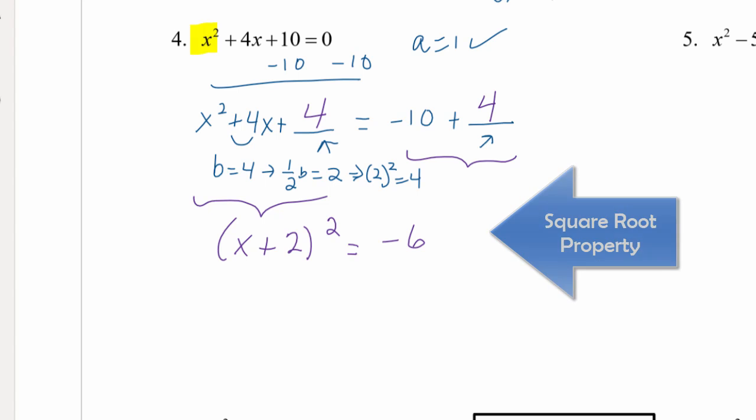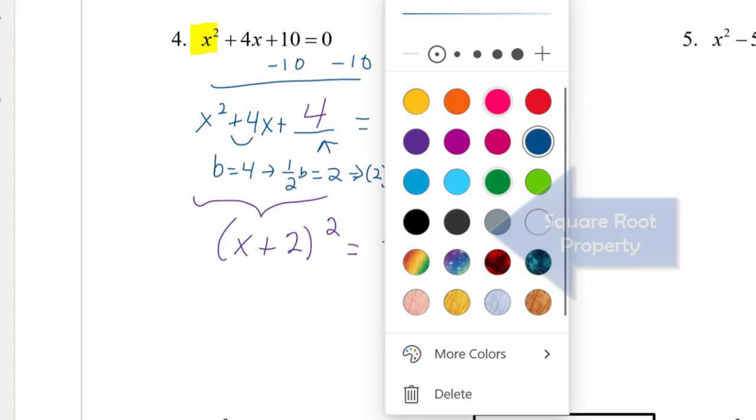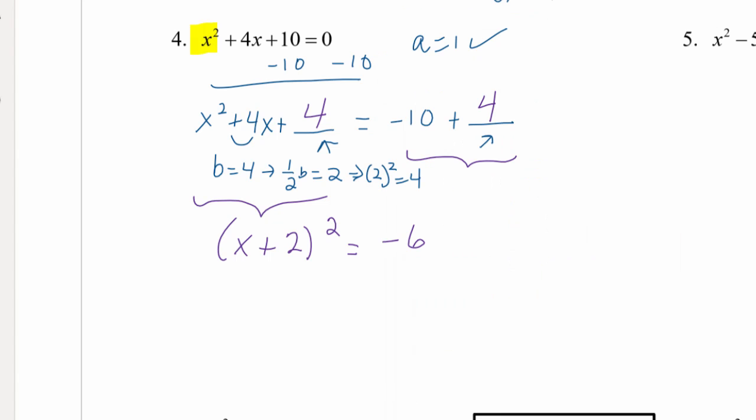So we're going to take the square root of both sides. And we're going to remember plus or minus on the right-hand side, right? So square root property, so square root, plus or minus square root of negative 6. So here we have x plus 2. And here we have a negative radicand. We have a negative under the square root sign.